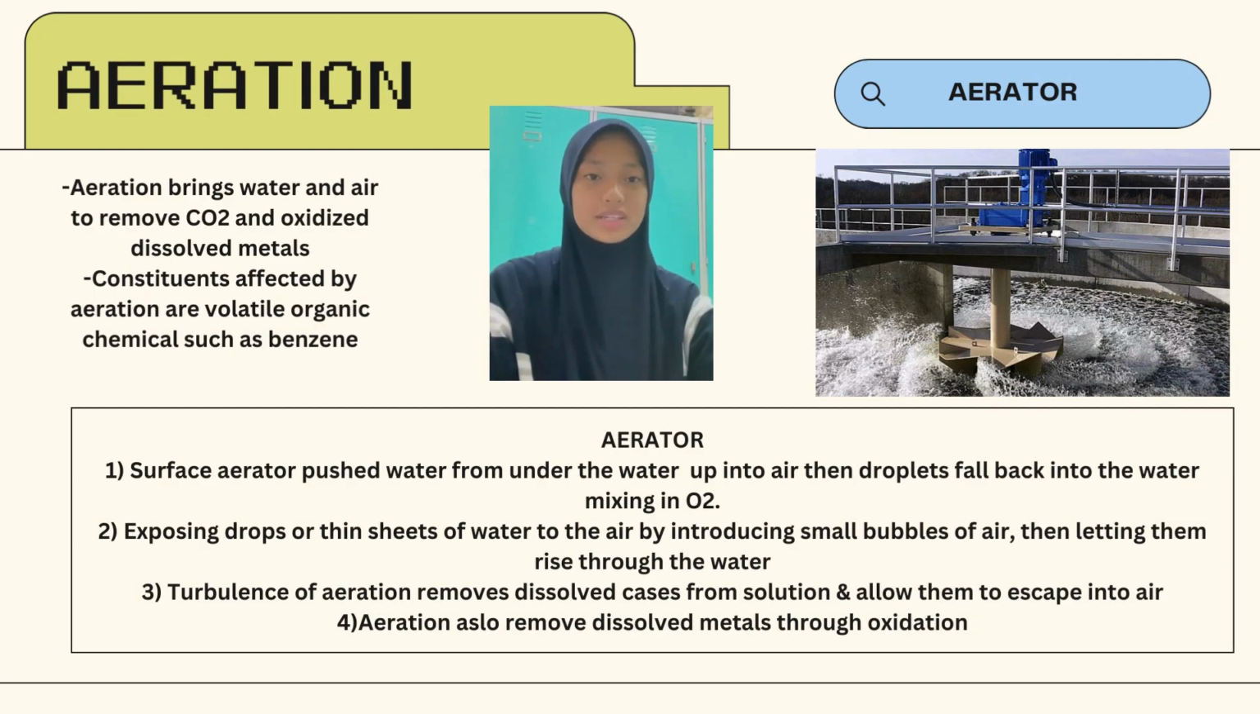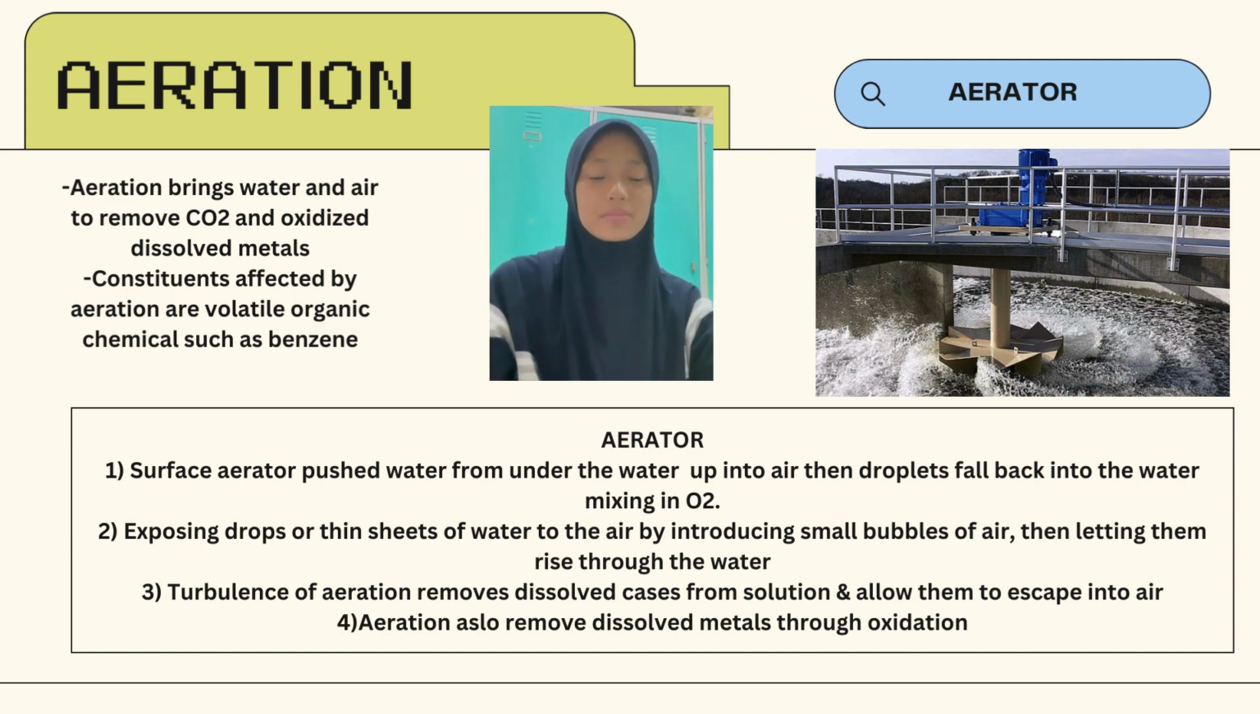First, we move to aeration. Aeration is the first major process at the treatment plant. Aeration brings water and air in close contact in order to remove soft gases such as carbon dioxide and oxidize dissolved metals. During aeration, constituents are removed or modified before they can interfere with the treatment process.